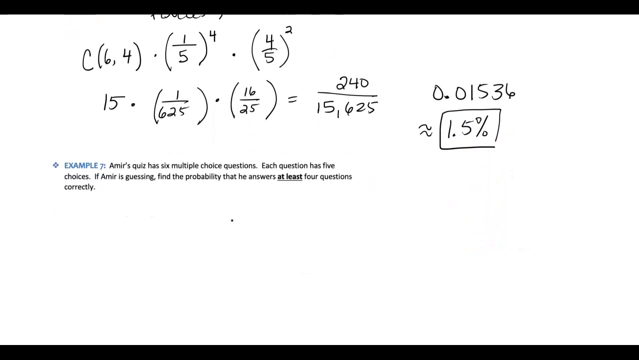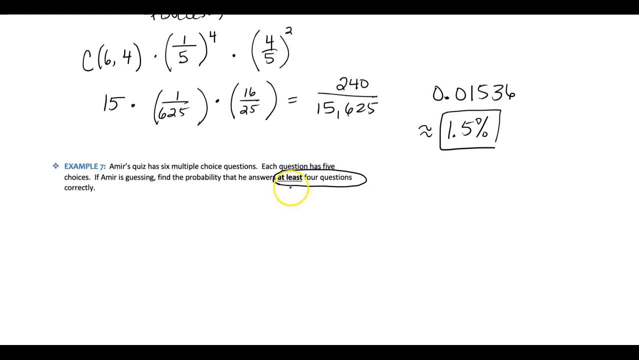Question 7. Amir has 6 multiple choice questions. Each question has 5 choices. If Amir is guessing, find the probability that he answers at least 4 questions correctly. So if we want at least 4 questions correct, we're going to have to find the probability that they get 4 questions correct, plus the probability that they get 5 questions correct, plus the probability that they get all 6 questions correct.